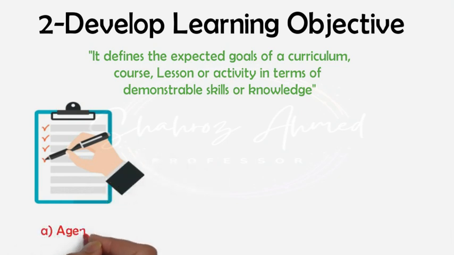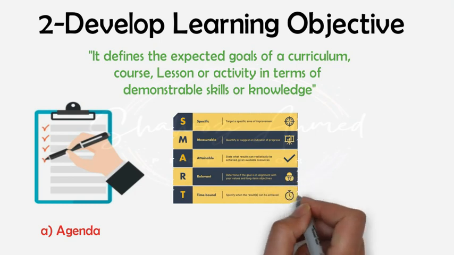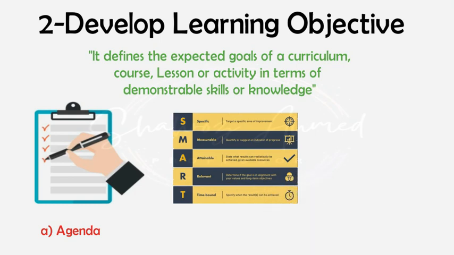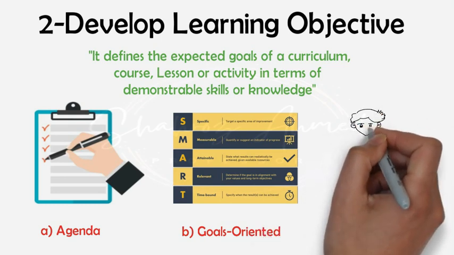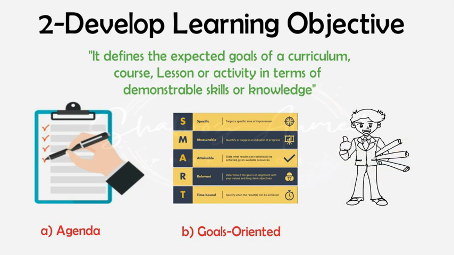So you will be designing an agenda keeping in mind the SMART approach. SMART approach means you should be specific towards your goal. They should be measurable, achievable, relevant and time bound. So the agenda will be goals oriented, and there should be some creative elements to get the trainees interactive during the session.